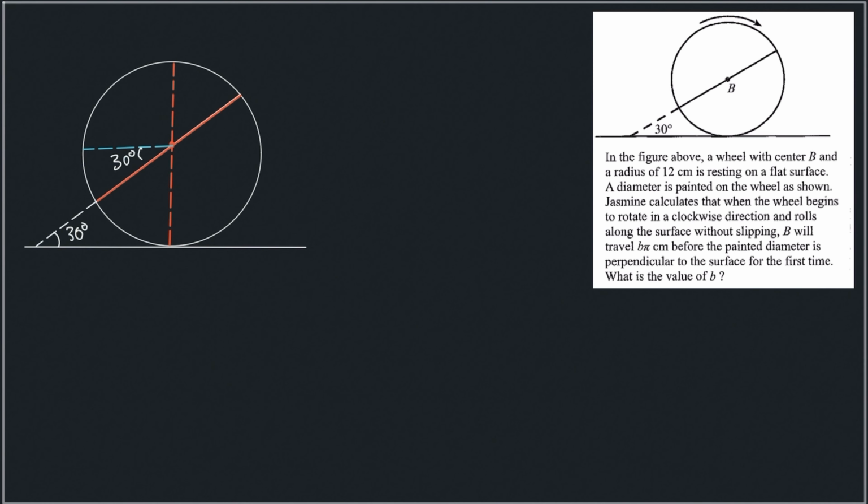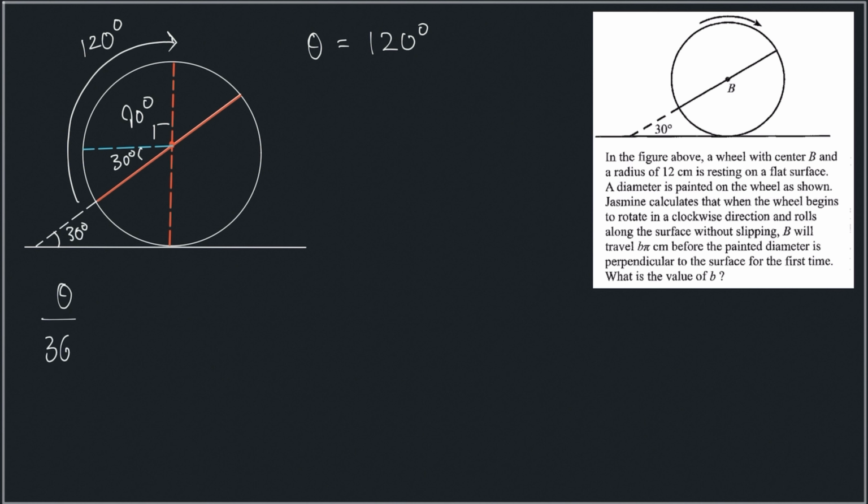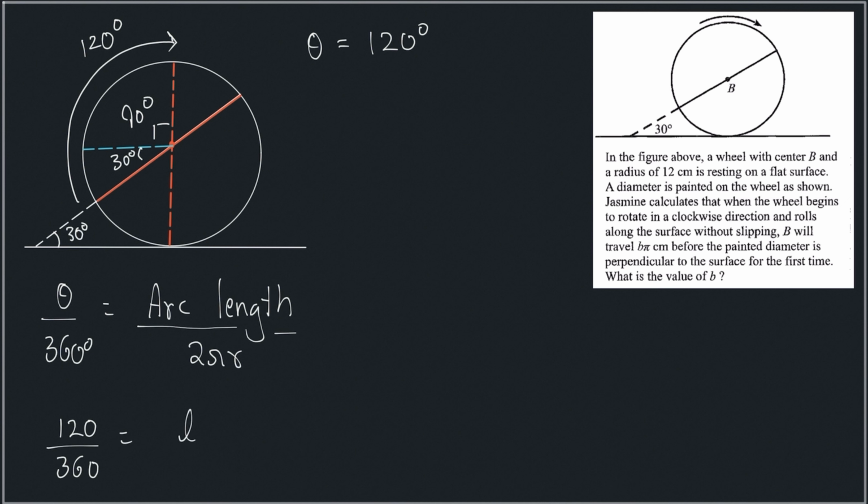With the help of simple geometry, we can see that the wheel has rotated by an angle of 120 degrees. Therefore, the distance traveled, or the arc length, will be proportional to 120 degrees. If we compare 120 degrees to 360 degrees, we will get the ratio of arc length to circumference, which is 2 pi r. Now, 120 and 360 give us a ratio of 1/3. We solve for L, and we will get 8 pi. Therefore, the value of B must be 8.